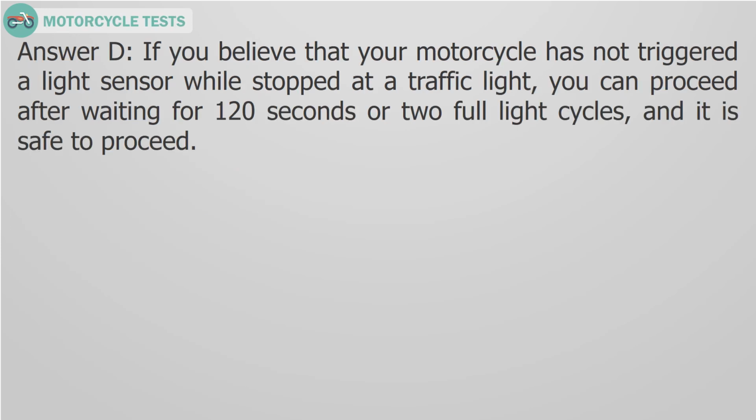Answer D. If you believe that your motorcycle has not triggered a light sensor while stopped at a traffic light, you can proceed after waiting for 120 seconds or 2 full light cycles, and it is safe to proceed.